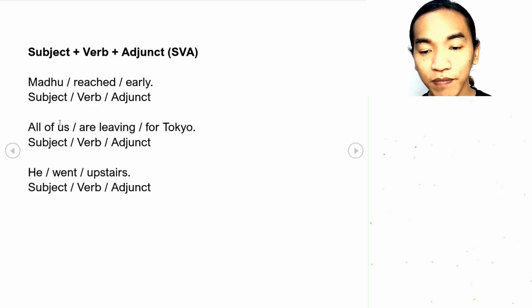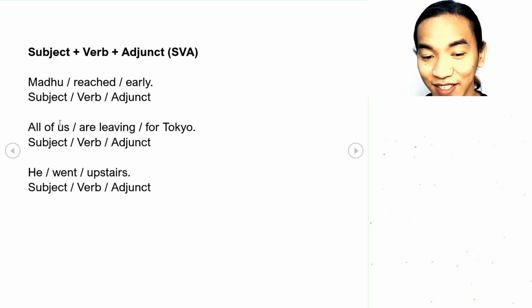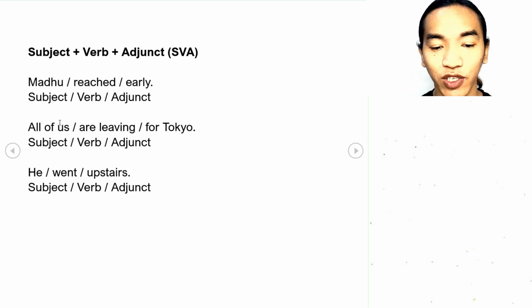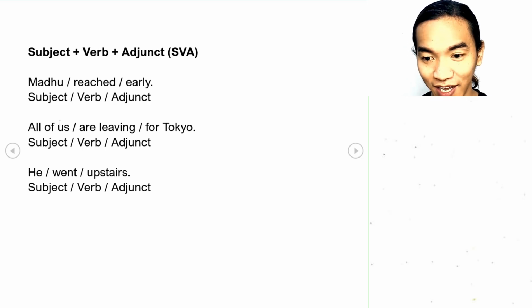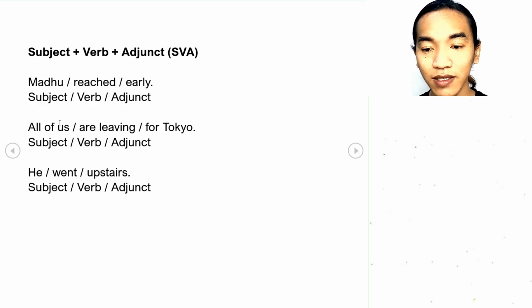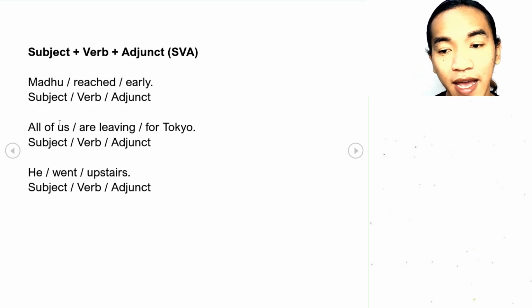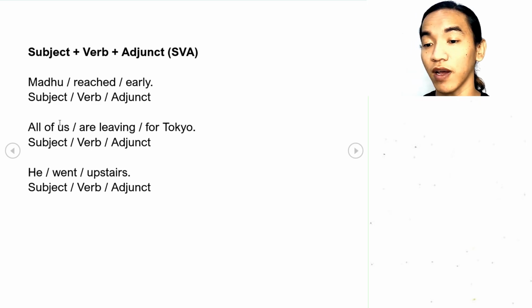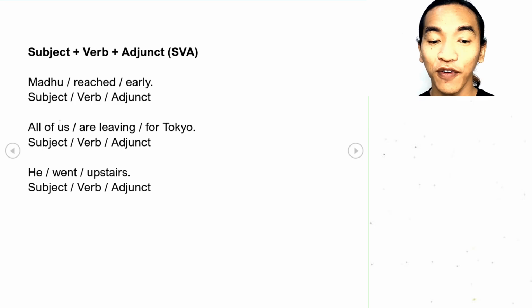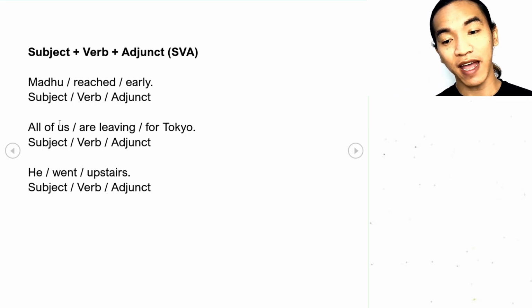Next example: he went upstairs. Okay, as you can see, he is your subject, went is your verb, upstairs is your object. Okay, no, not object, your adjunct, which talks about a position or location. So I wanted you to take a look at these sentence patterns or examples here for your SVA, or your subject verb adjunct pattern. So we have more examples to look at for us to better understand this pattern at home.